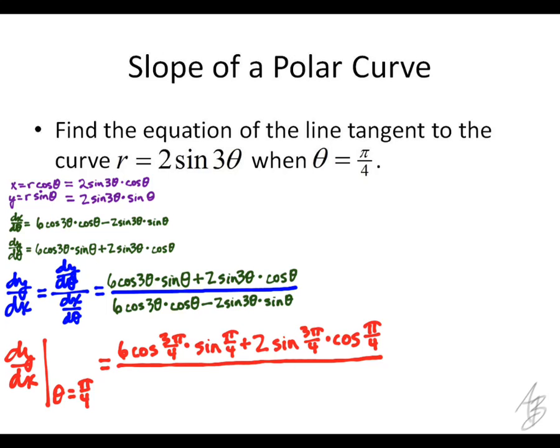Then in the denominator we're going to have 6 cosine of 3 pi over 4 times cosine of pi over 4 minus 2 sine of 3 pi over 4 times the sine of pi over 4. So if we know those two trig ratios of pi over 4 and 3 pi over 4, it's a fairly simple problem from here on out.